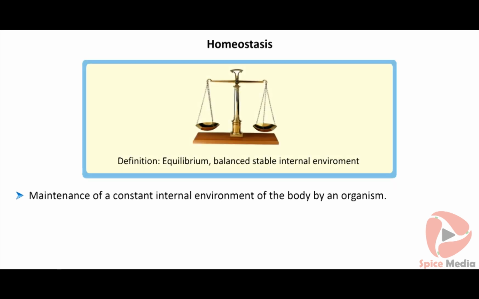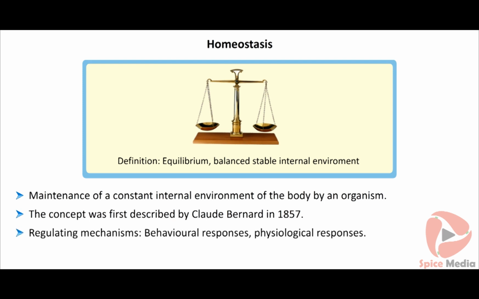Homeostasis is the maintenance of a constant internal environment of the body by an organism. The concept was first described by Claude Bernard in 1857. The two important regulating mechanisms that maintain the stability of homeostasis are behavioral and physiological responses. For example, the control of blood glucose level involves several hormones. A rise in the blood glucose level stimulates the secretion of insulin, whereas a fall in the blood glucose level inhibits insulin, but stimulates the secretion of glucagon and other hormones that raise blood glucose levels.